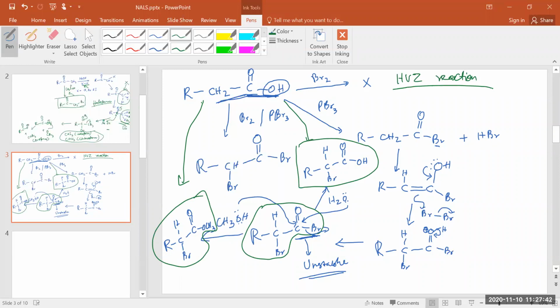Okay, so this reaction, you guys remember that carboxylic acid derivatives can undergo alpha substitution if there is an alpha hydrogen in the presence of PBr3. Okay, and that bromine. Okay, any question?